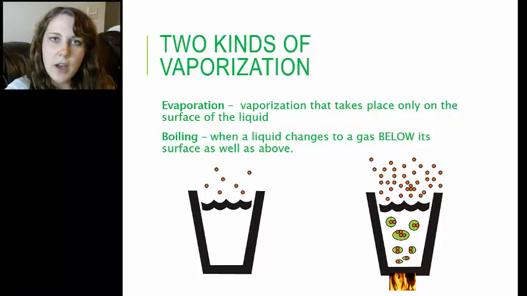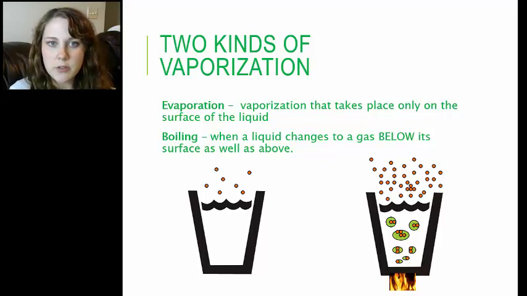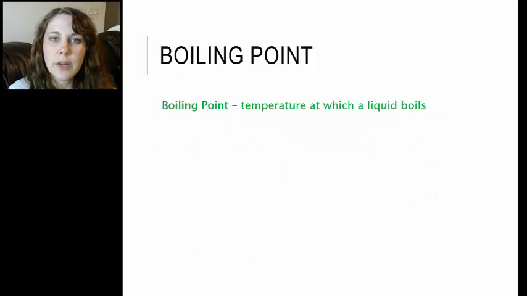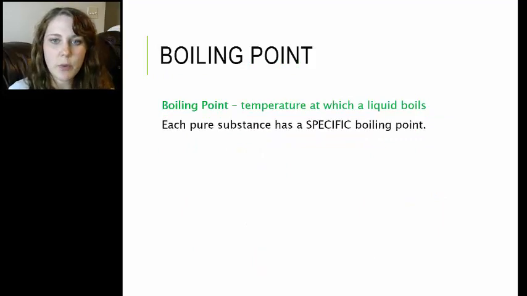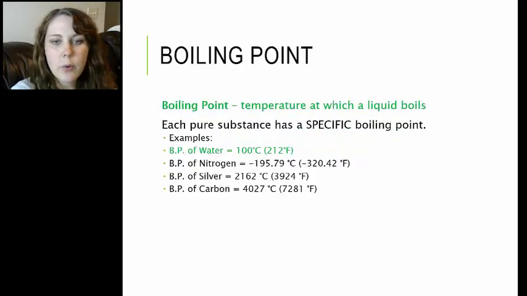Now when you have a pot on the stove, your heat source is on the bottom of that pot. So what happens is that liquid at the bottom of the pot is getting hot and it's changing to a gas. A gas is less dense than a liquid, so it rises to the top, and that's where boiling occurs. So when I refer to the boiling point, I'm talking about the temperature at which a liquid boils. Again, you just need to know the boiling point of water, which is 100 degrees Celsius, or 212 degrees Fahrenheit.